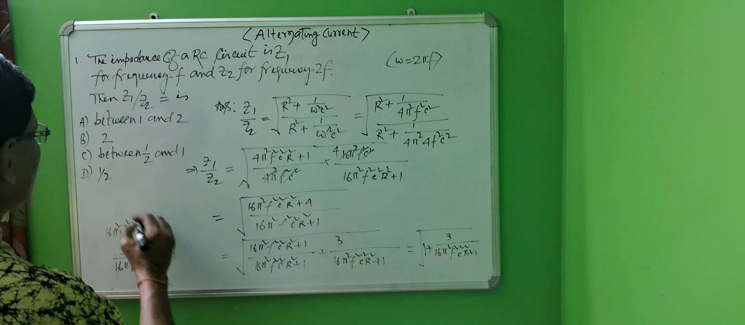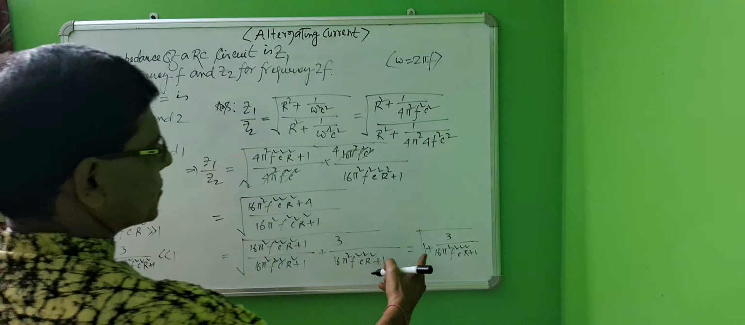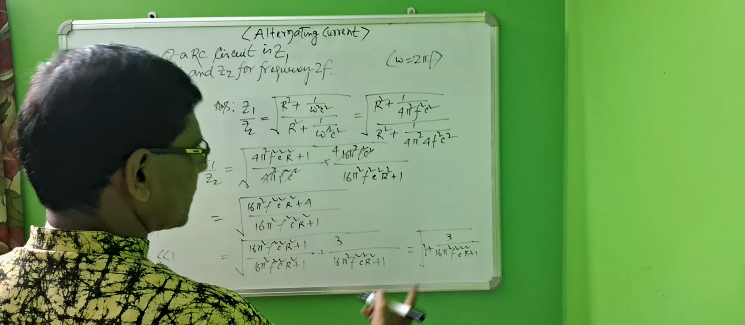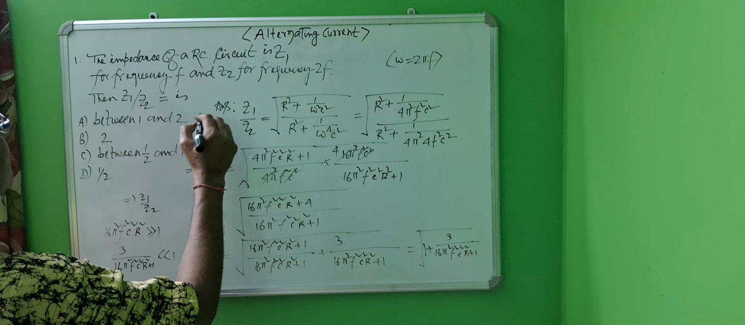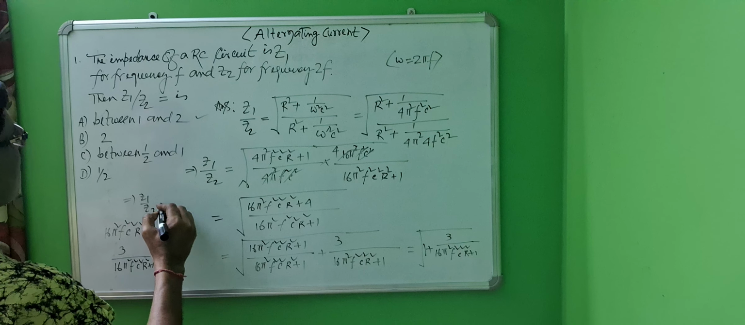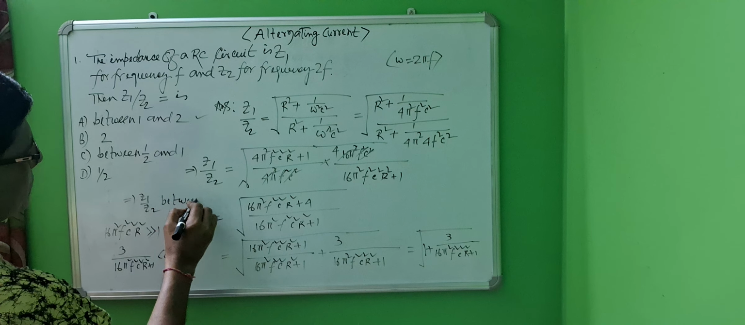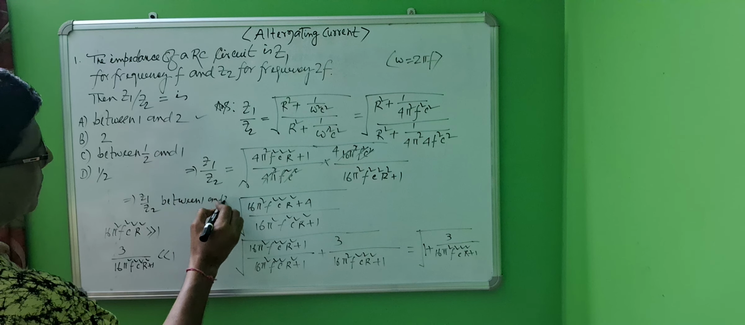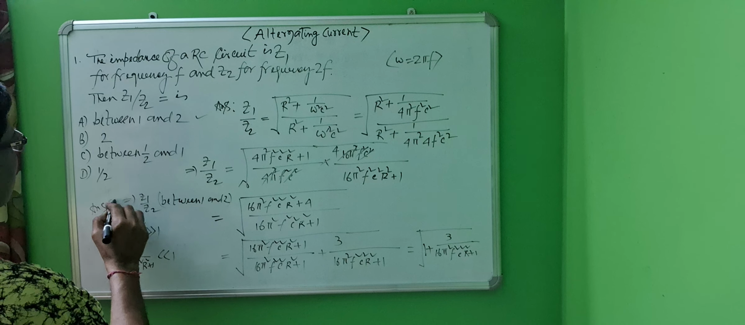So what is there? This implies Z1 upon Z2 is 1 plus something. So it is 1 plus something. So the answer will be between 1 and 2. Answer A.